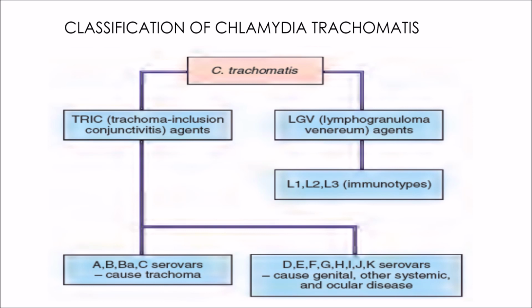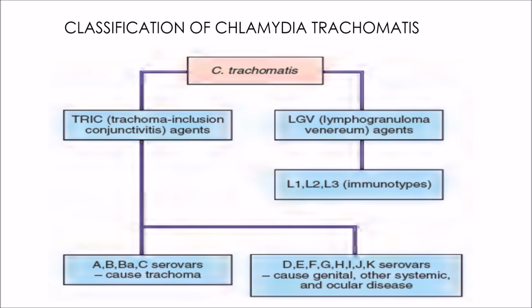We need to understand the classification of Chlamydia trachomatis and differentiation between trachoma and adult chlamydial conjunctivitis. As we can see, Chlamydia trachomatis is divided into two categories here. The first one is trachoma inclusion conjunctivitis agents, which are further divided into two serological variants. A, B, and C cause trachoma, while D, E, F, G, H, I, J, K cause genital and other systemic and ocular diseases, and this is the variant we are discussing in this lecture.